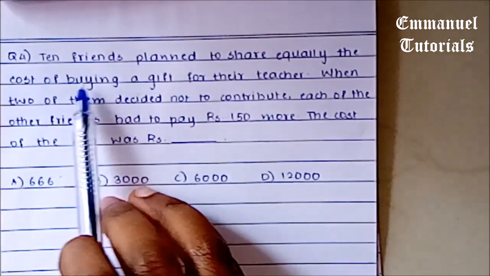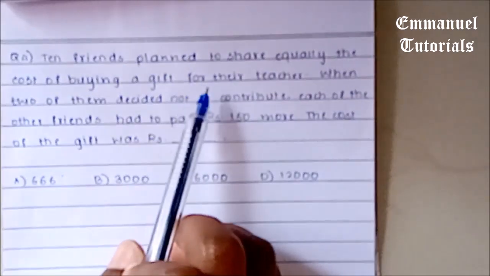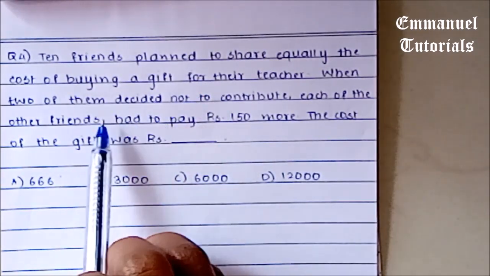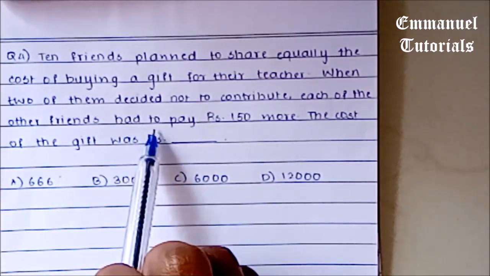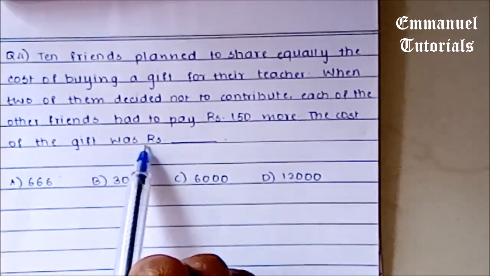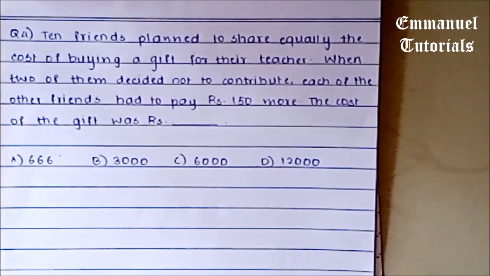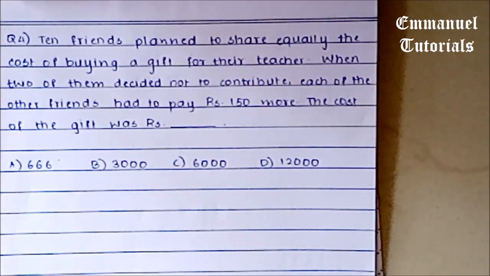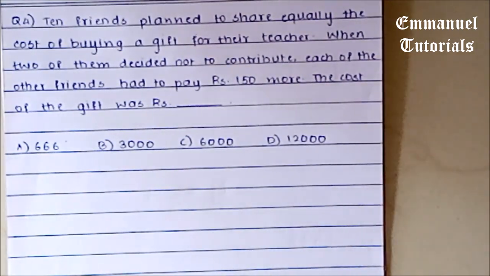It says, 10 friends plan to share equally the cost of buying a gift for their teacher. When 2 of them decided not to contribute, each of the other friends had to pay rupees 150 more. The cost of the gift was rupees dash. So what we are expected to find in this question is the total cost of the gift that the friends plan to gift the teacher. So we'll start solving it.